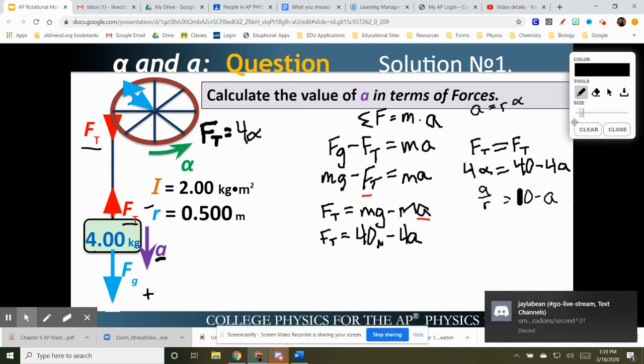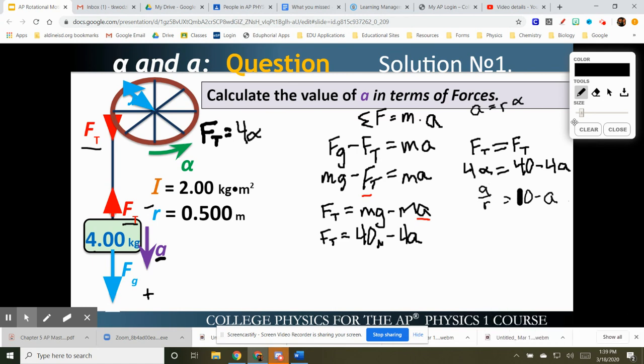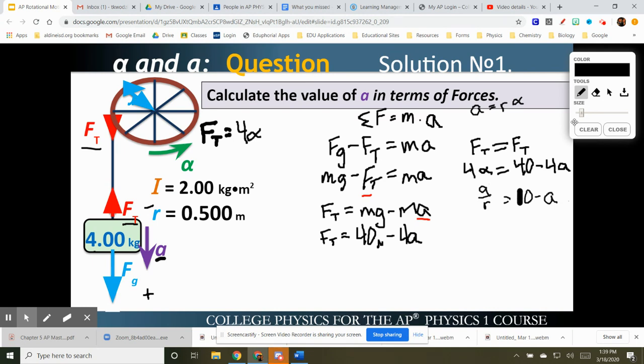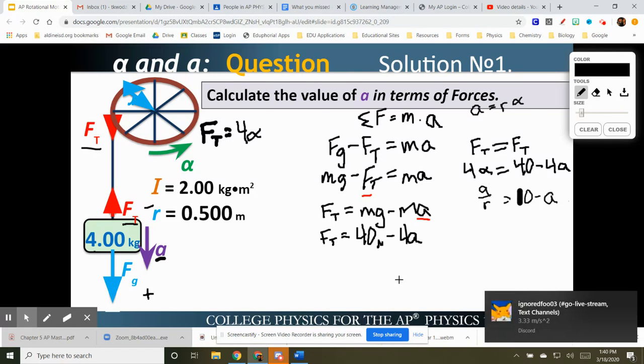Girl, what did we just solve for? We solved for linear acceleration. Ugh. Thank you, Gabriel. Coming in strong.